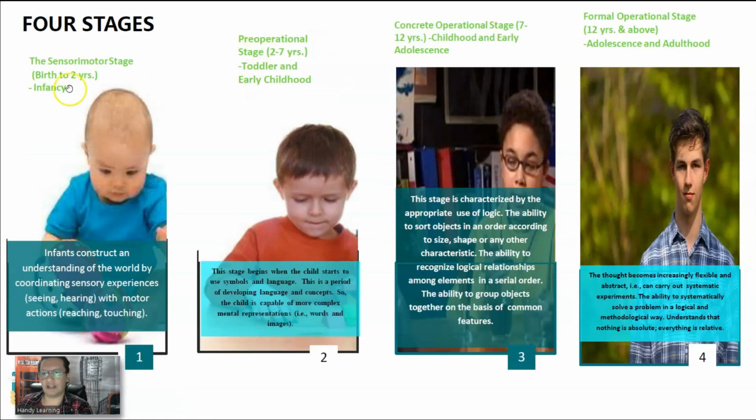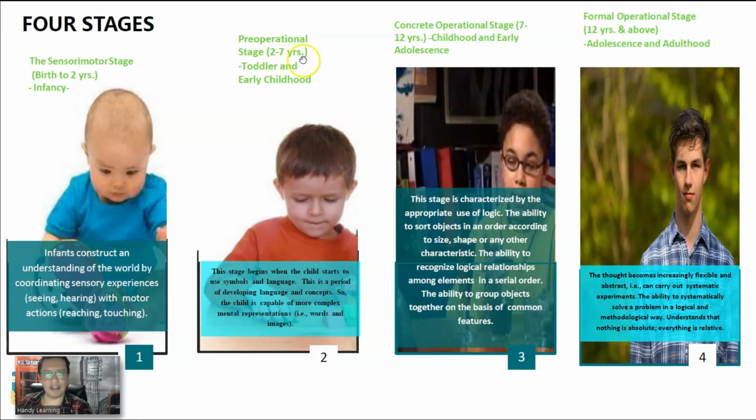The first stage is called the sensory motor stage, which is also called infancy. It goes from birth to 2 years old. The next stage is the pre-operational stage, which is also called early childhood and belongs to toddlers. It goes from 2 to 7 years old.